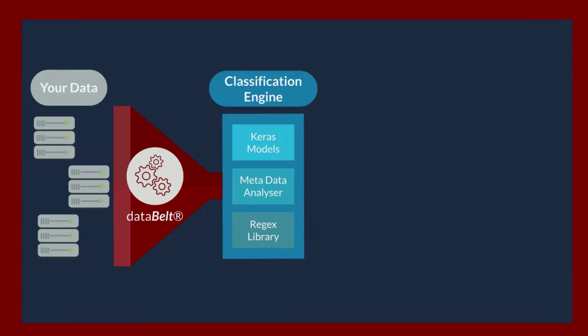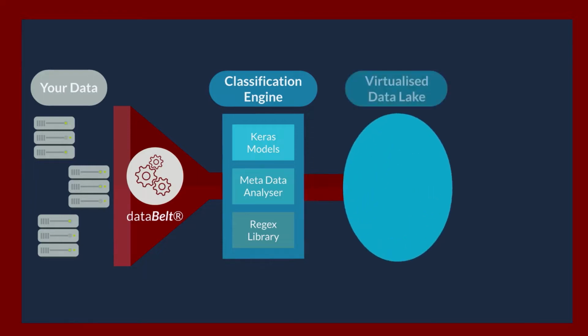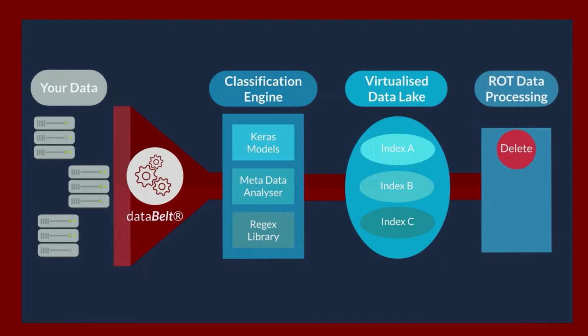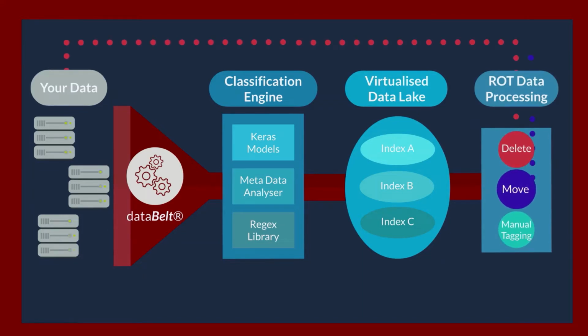We also carry out a metadata analysis at this stage, teasing out information like created date and last modified date. All of that information, including the tags, is then saved within one or more indexes within the virtualized data lake. This is where we run the first step of our ROT process, which is our ROT scan, to identify any pieces of ROT data and tag them, whether automatically or manually. We can then move on to our final step, which is the ROT data processing step, where we delete, move, or carry out any manual tagging that we need.